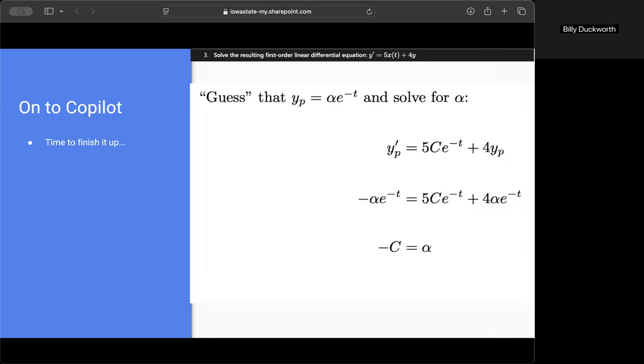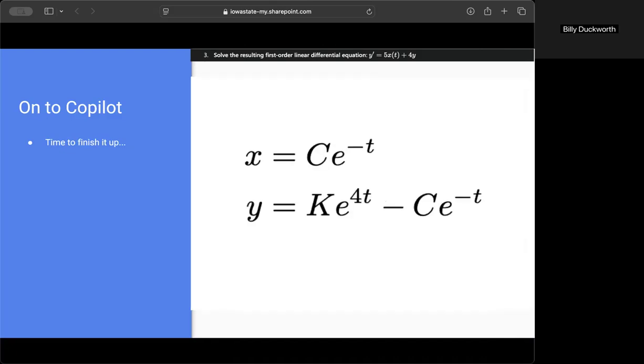And then we just plug in that YP to our equation and figure out what alpha's got to be. And it looks like it's got to be negative C, where C is our constant from solving for X. So if we put it together, that is the solution that we got. And if you go back and check, that is actually what Wolfram Alpha got too, although they didn't use big C and big K. They used C1 and C2.